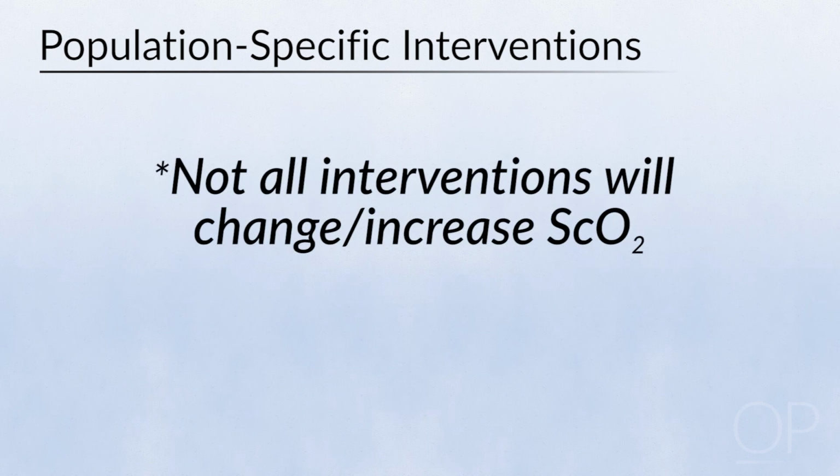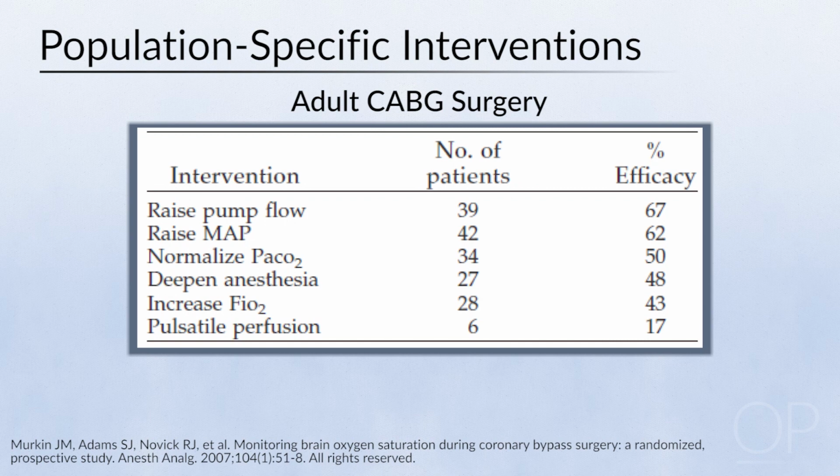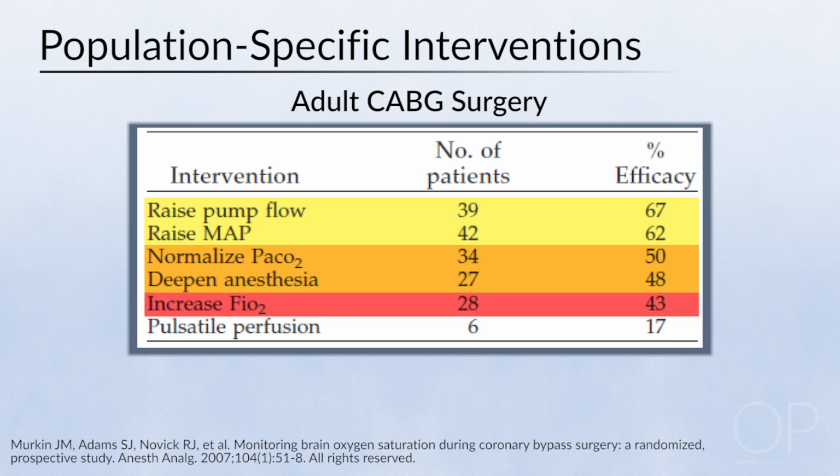It is important to be aware that not all interventions will change or increase cerebral oxygen saturation. This is data from adults undergoing coronary artery bypass graft surgery, and what you see is that increasing pump flow or increasing mean arterial pressure only increase cerebral oxygen saturation 62 to 67% of the time, normalizing PaCO2 and deepening anesthesia about half the time, and increasing inspired oxygen concentration about 43% of the time. And remember, interventions have risks.